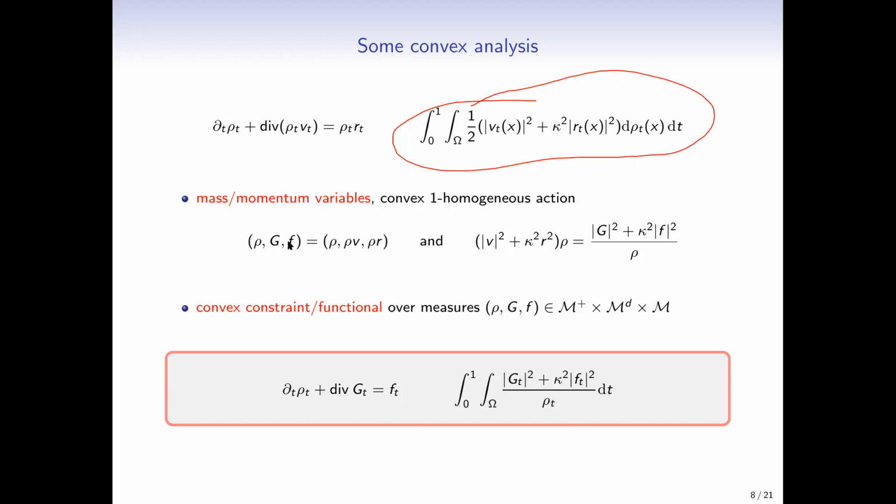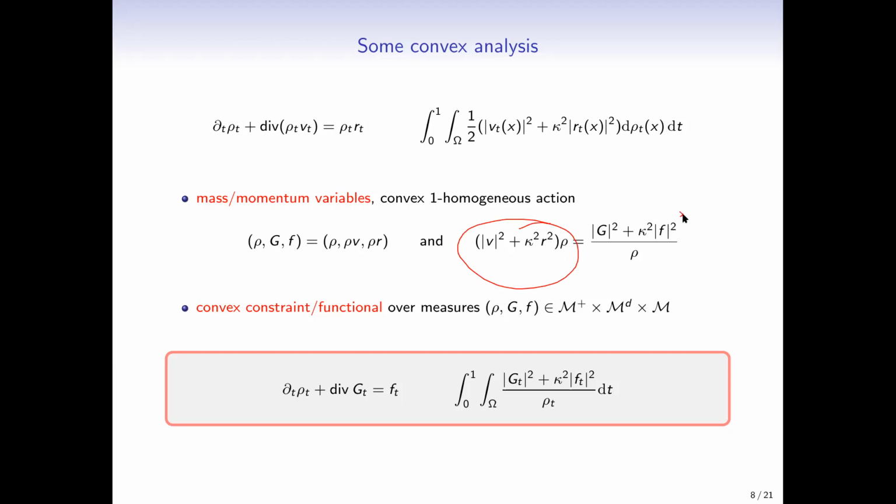So instead of using rho, v and r, you use here rho, rho v, rho r. Again, if rho is a mass and v is a velocity, rho v is what physicists call momentum. So I personally think of this rho v as a horizontal momentum and rho r as a vertical momentum. And if you want to express the previous Lagrangian here, this is becoming a mess, the previous Lagrangian, v squared plus r squared times rho, in terms of these new variables rho, g, and f, then this is the expression you get.